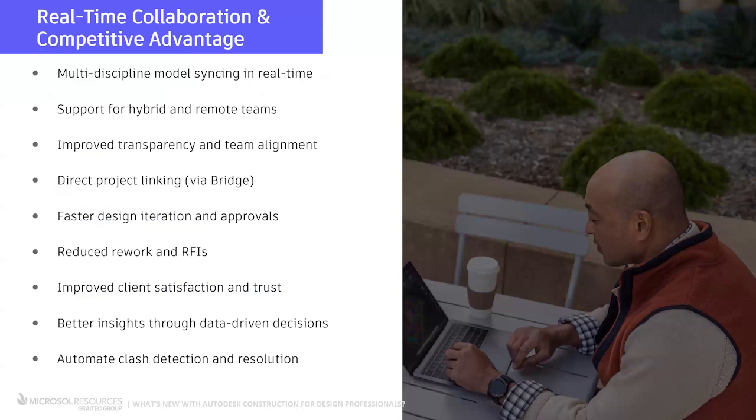To wrap up this section, real-time collaboration delivers fewer delays, more transparency, and better alignment across teams, with everyone working in the same environment, with access to live models, clear responsibilities, and automated coordination tools. You can move faster, make better decisions. And most importantly, you can spend more time designing and less time managing files and chasing updates.